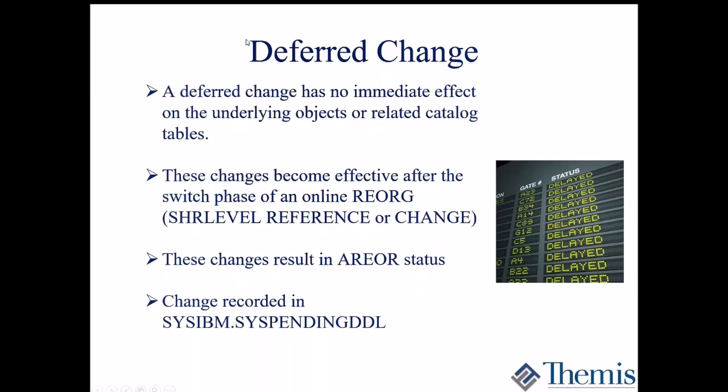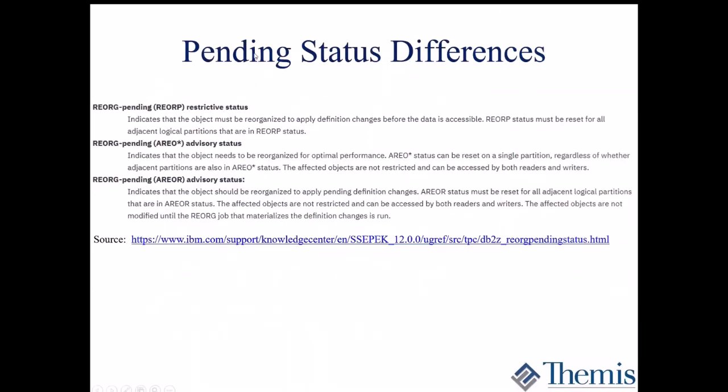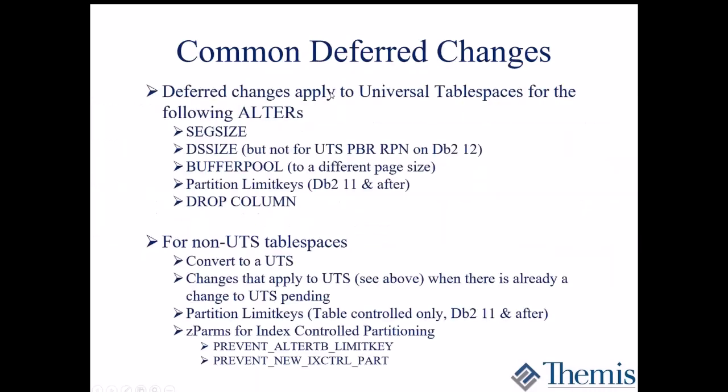All right, so I think I've got the documentation here, chapter and verse, that talks about all of the reorg statuses, which is the two that we've discussed, AREO asterisk and AREOR, along with actual reorg pending, which is bad. Reorg pending does take the table out of service, and there's not too many cases where you get that anymore, at least post version 11. Okay. So let's look at some common deferred changes that we may want to do.